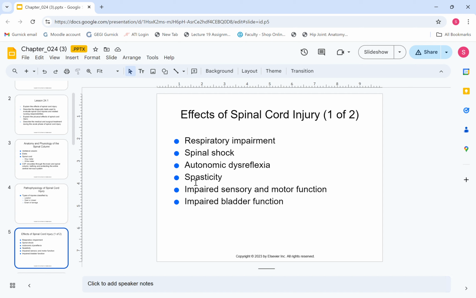All right, so what are the things that can happen with spinal cord injury, whether it's spinal cord shock, whether it's severing of the spinal cord? Okay, well, you're going to have impaired sensory and motor function for everything, all right, below that injury. All right, most spinal cord injuries, all right, you're going to have some problems with bowel and bladder function, to various degrees. Okay.